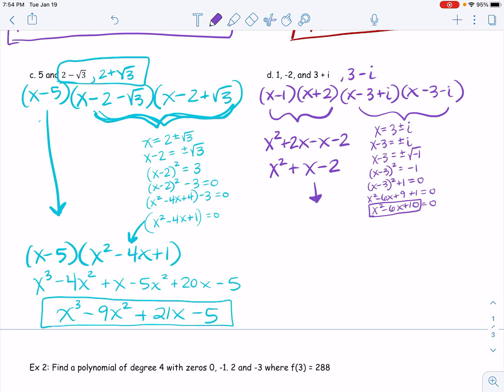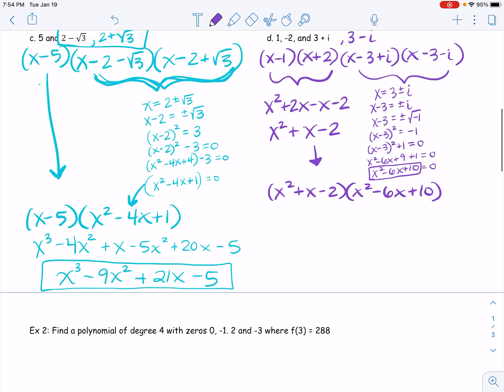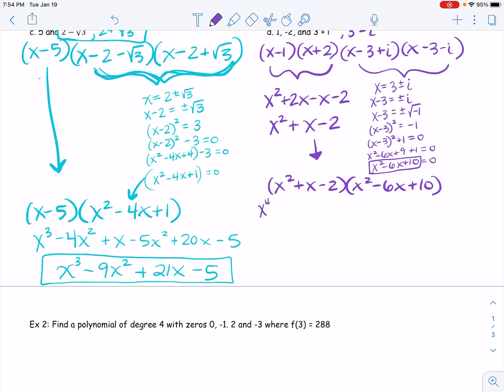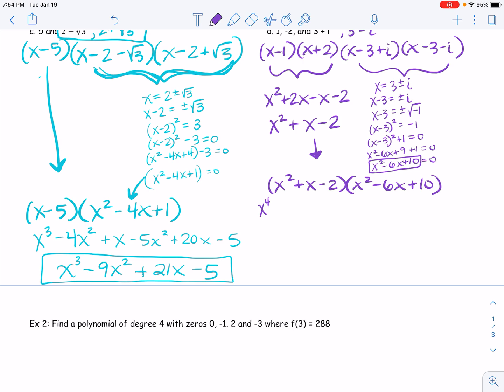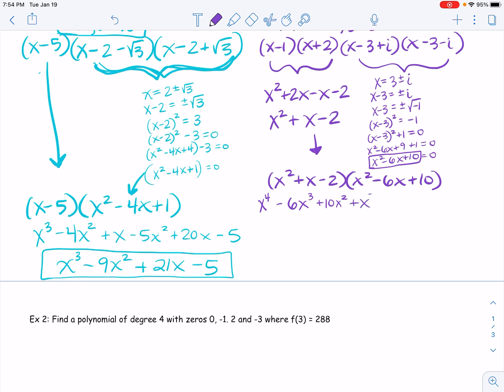Okay, so now I have my x squared plus x minus 2 times x squared minus 6x plus 10. And I need to multiply those two things together so I can get my entire polynomial with a degree of 4 and a leading coefficient of 1. Okay, so I'm going to distribute everything in the first trinomial to the second trinomial. X squared times x squared is x to the 4th. X squared times negative 6x is negative 6x cubed. X squared times 10 is 10x squared. X times x squared is x cubed. X times negative 6x is negative 6x squared. X times 10 is 10x.